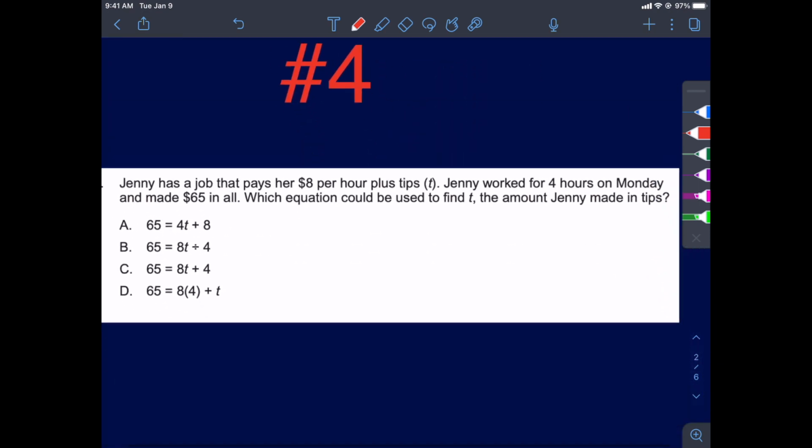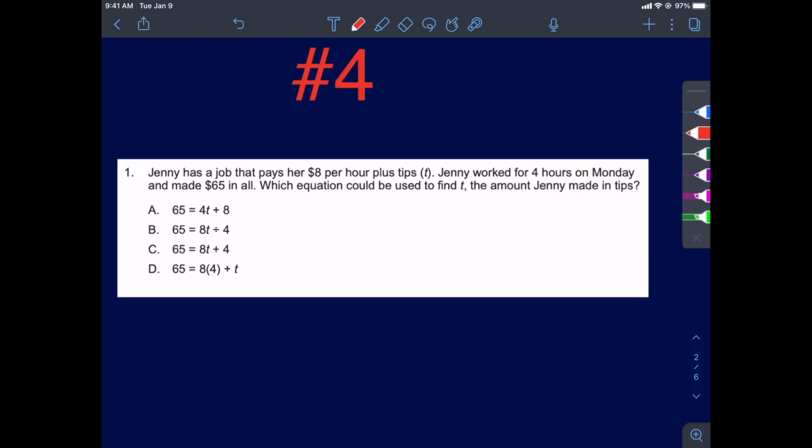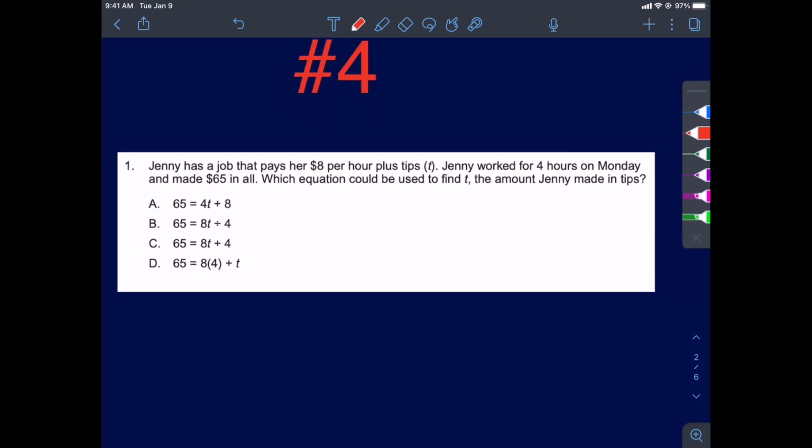Number 4. Jenny has a job that pays $8 per hour. Okay, $8 per hour. That sounds like some sort of rate. Plus tips. Plus. Translate in math. Looks like a plus sign. Tips, t. Jenny works 4 hours on Monday and made 65 in all. Which equation could be used to find t, the amount Jenny made in tips?